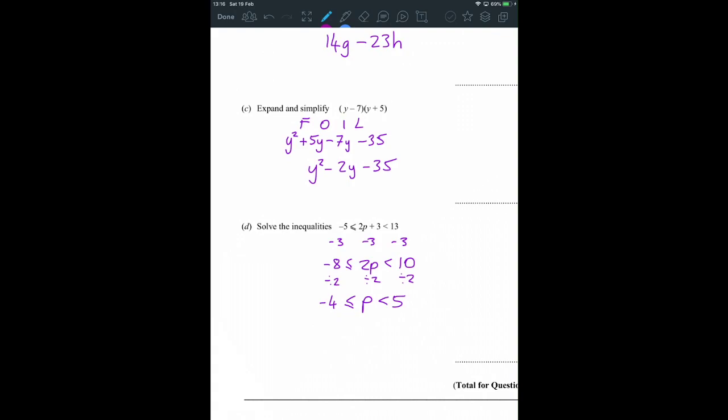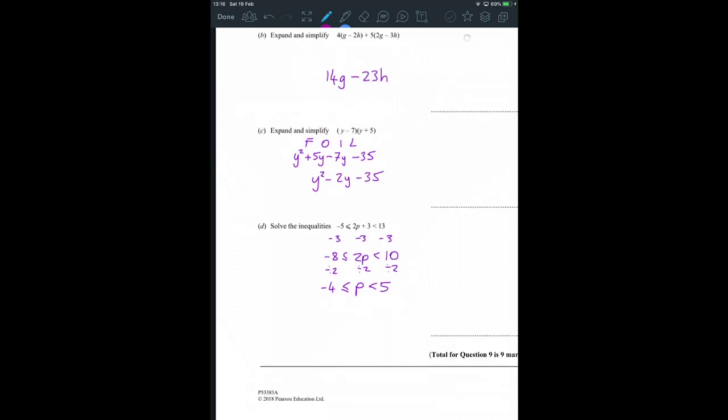Now you could split the inequality into 2 separate ones. Ignore the less than 13, just solve the left part. Similarly, ignore the minus 5, solve the right part. But you can do it all together, providing the middle section isn't horrible, which this one was not.